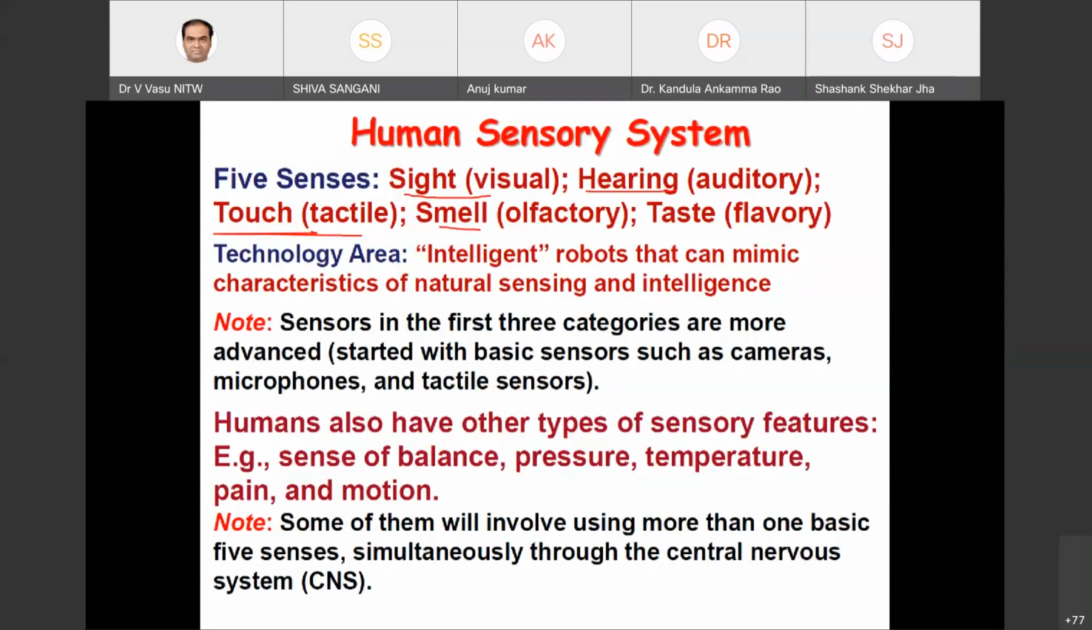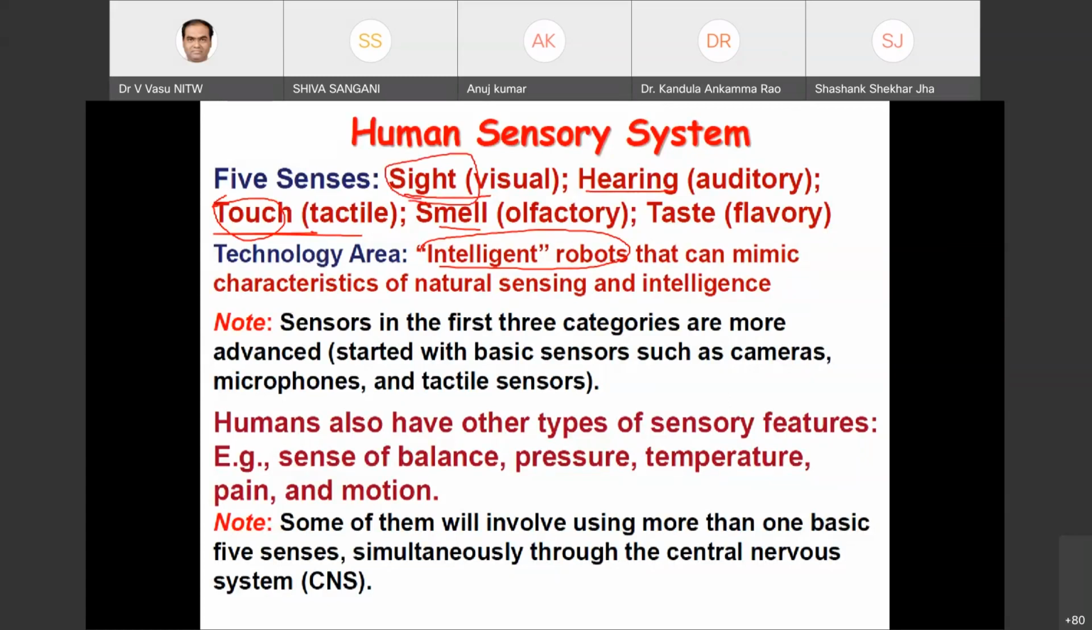Okay, so these are the five senses, and we can use them for different cases. But if you consider the robotics point of view, the first three senses are the important ones: vision, how you can visualize that particular thing, how you can hear, and how you can touch. So these are the three important senses for robotics. If you want to have intelligent robotic systems, these three things are going to be there.